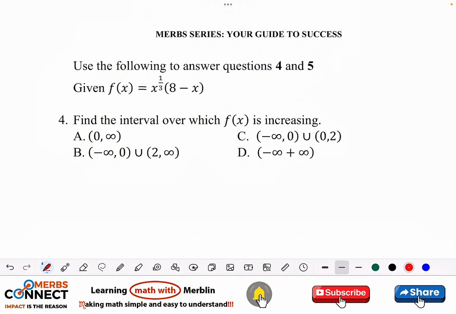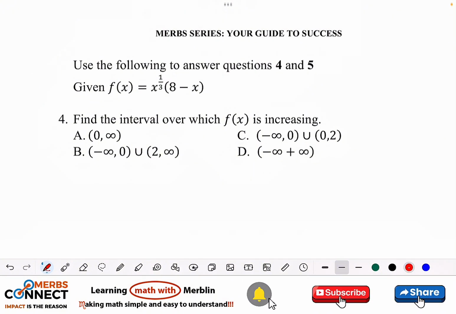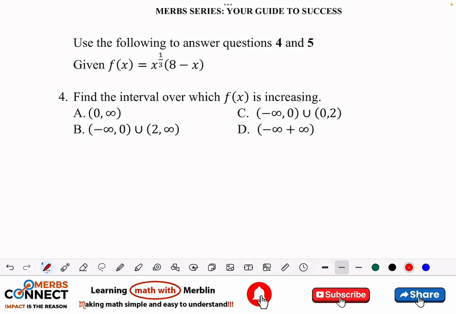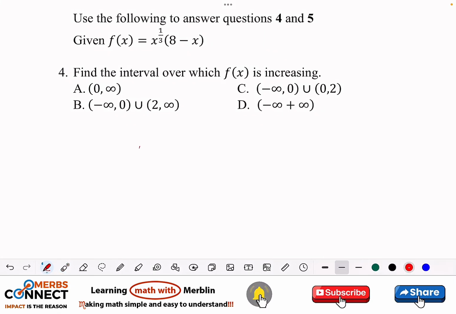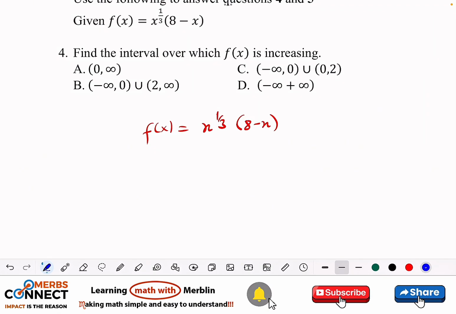Let's look at question 4. Find the interval over which the function is increasing. So I'm assuming the derivative videos are playing, so you know how to find the derivative. So here we need to use the product rule, right? So let's do that. f of x is equal to x to the power 1 over 3 times 8 minus x. So we need the critical values first. So this is what we can do.